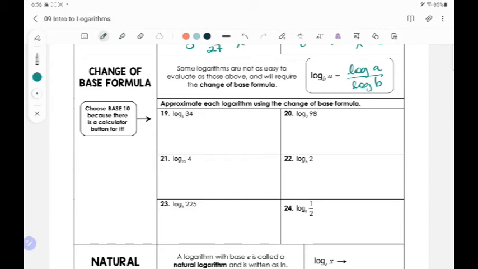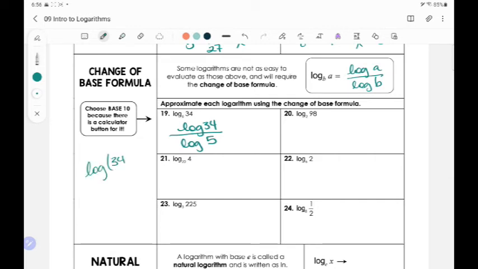Okay, in the calculator you're going to do this number 19, log base 5 of 34. Remember, this formula is up here for you to follow. So we're going to do log 34 over log 5. When you put this in your calculator, you're going to see automatically on the screen it says log and it has a parenthesis.